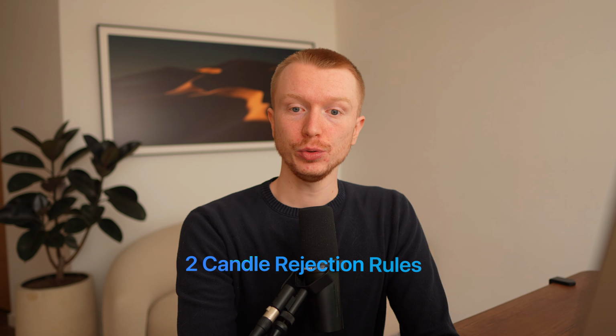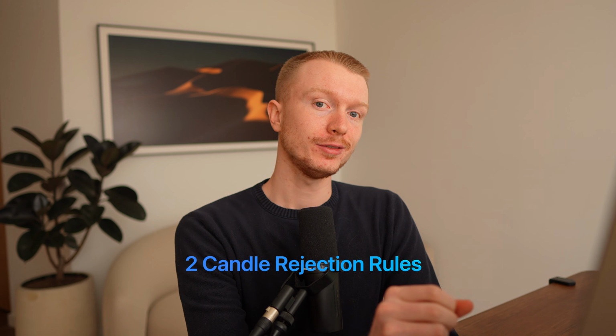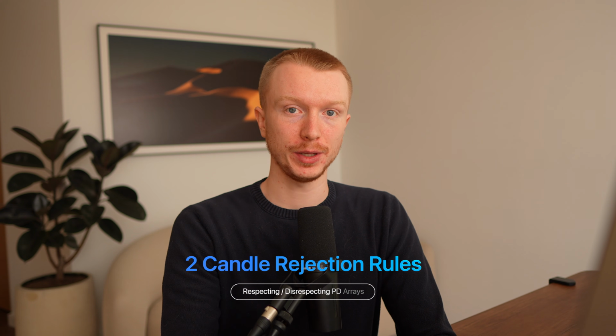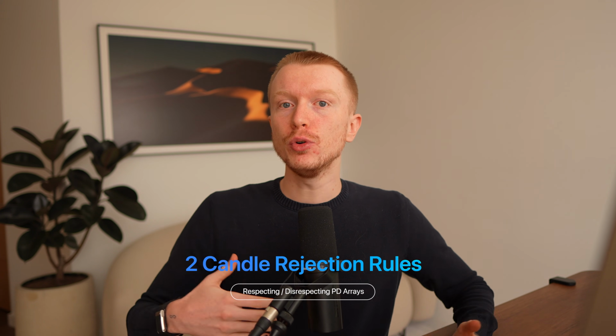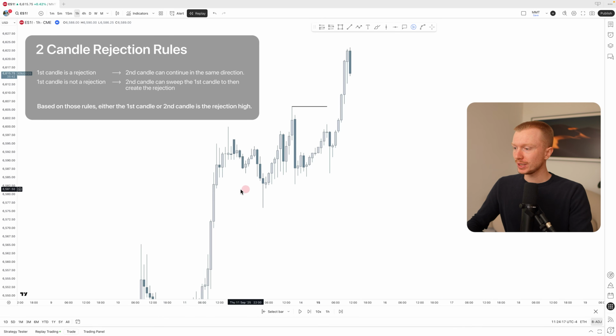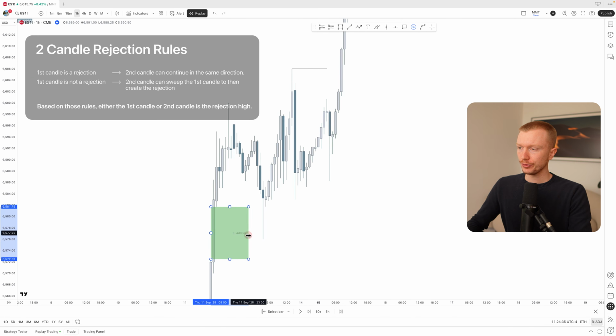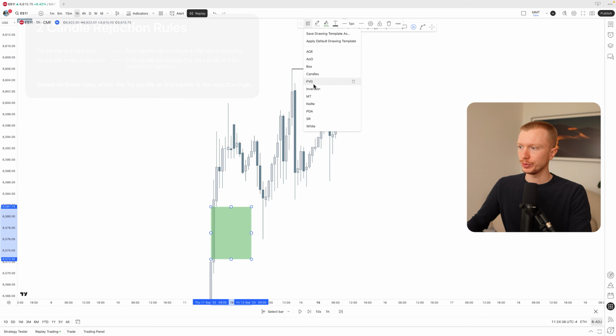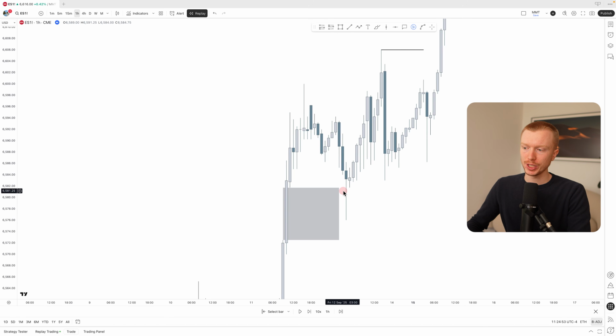Well, this can be done objectively as well. So I'm going to read to you the 2-candle rejection rules. 2-candle rejection tells you if we are respecting or disrespecting a PDA. And based on that, you can understand if we are free to move towards the next PDA. So 2-candle rejection is the following. If the first candle is a rejection, like we see, for example, with this fair value gap right here. To simplify the rejection a little bit, the rejection is that long wick that you're seeing right there. If the first candle is a rejection, that means the second candle, the third candle, the fourth candle can already continue higher. When this happens, this means we are respecting this bullish fair value gap at this moment in time.